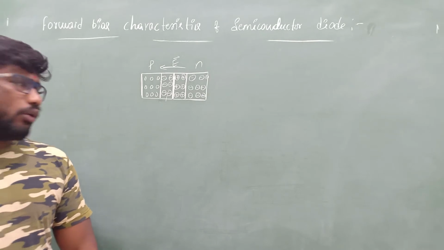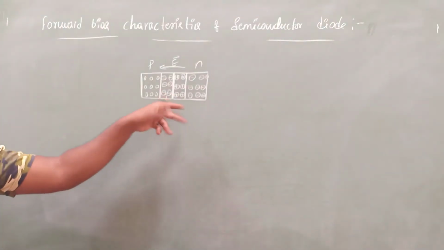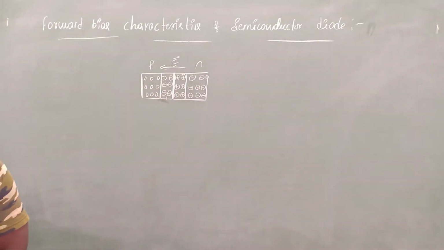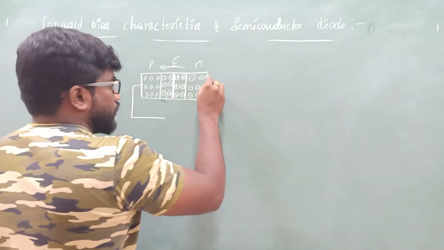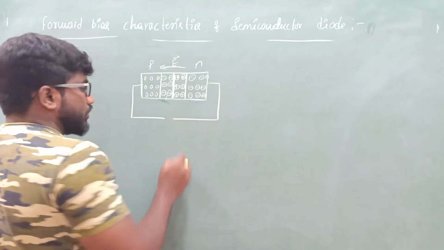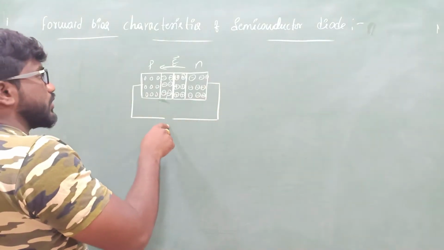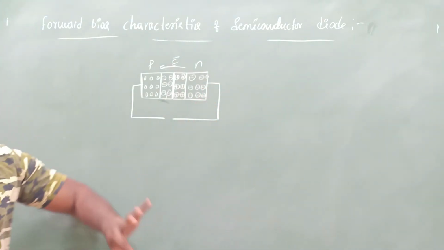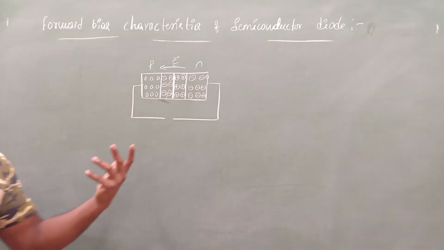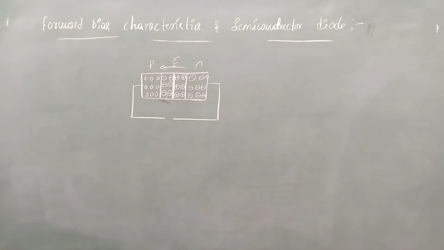Now, here I didn't connect any battery or any external power supply. So now I am connecting an external power supply. But where are we connecting it? What we connect to the P side and what we connect to the N side will decide the forward bias and reverse bias characteristics of the semiconductor diode. Now let's come here: forward bias and reverse bias. We'll see the working.